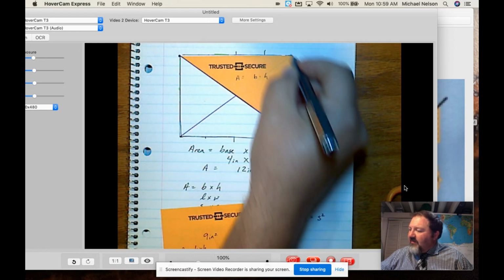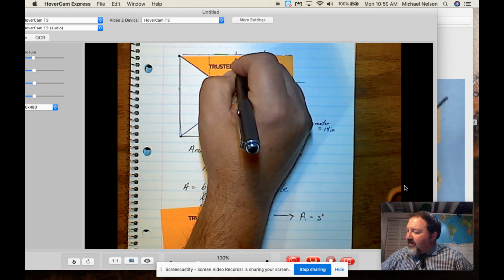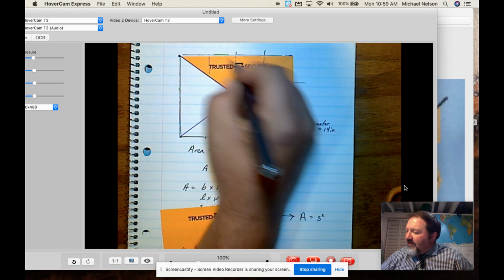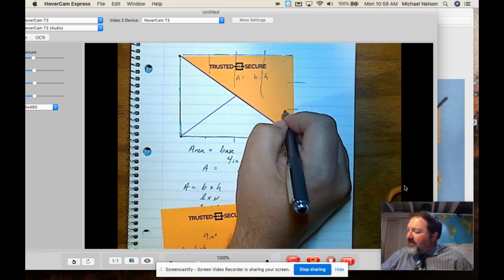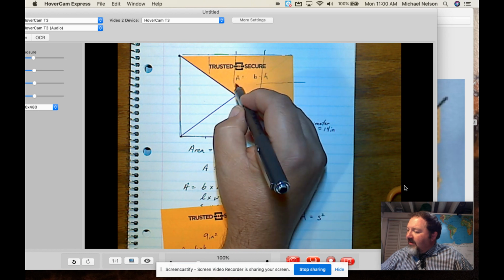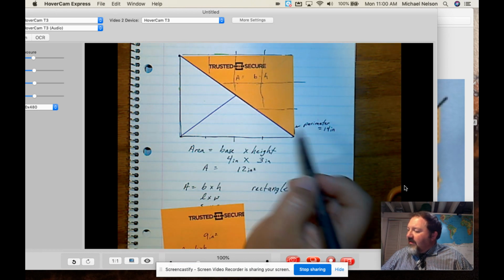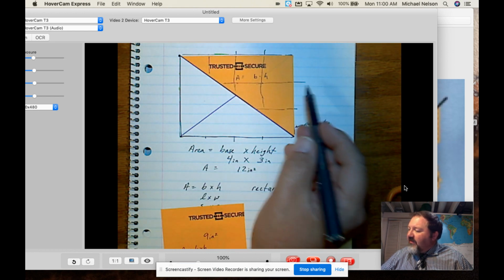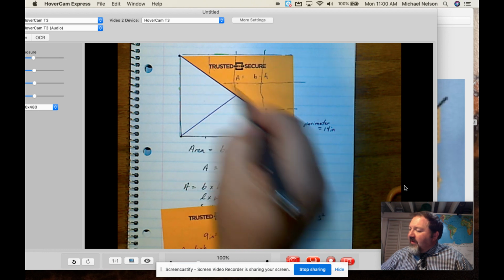If it was base times height, here's your height, here's your base, here's your different lines here. So we're going 4 across, 3 down. We're going to end up with how many of these squares? Well, what's half of 12? You're going to end up with 6 squares. Here's 1, 2, 3 full ones, and then these parts will add up to the others.